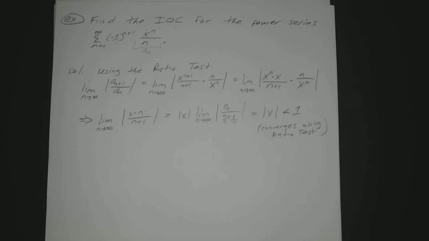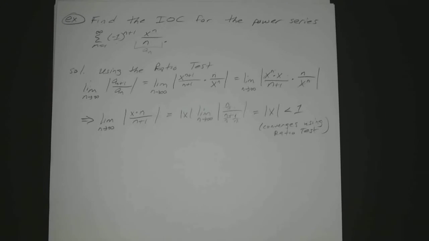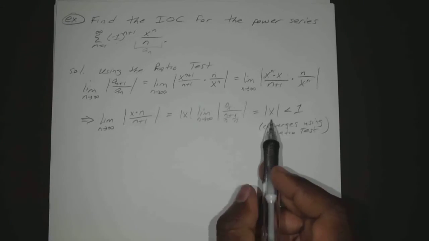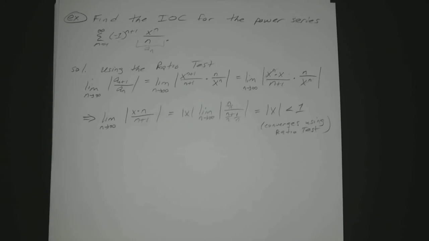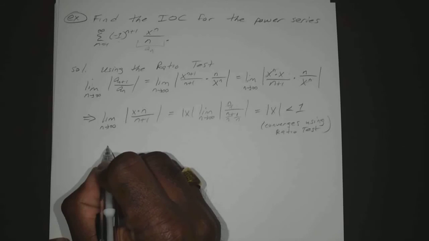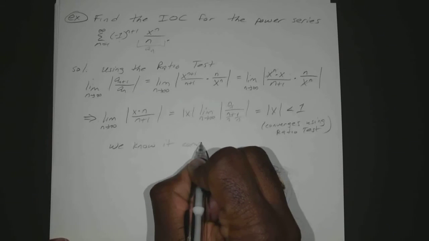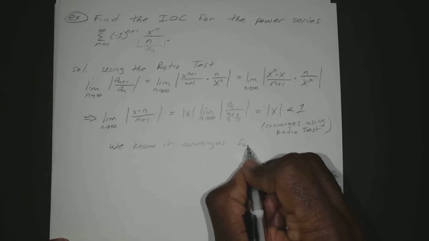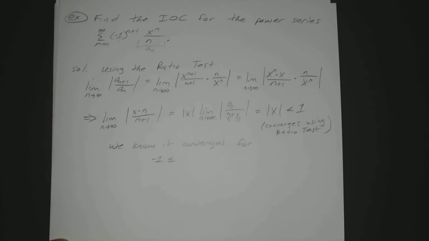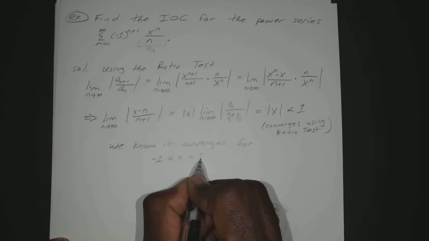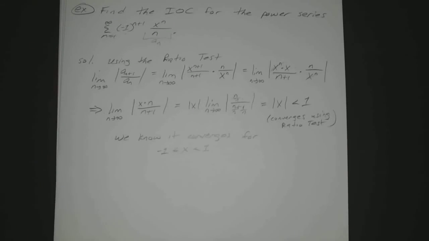So a lot of times they'll give you this part where you don't have to use the ratio test, but this is just one of those, might as well get in a little extra practice. Okay. So we know that it converges because this is just negative 1 is less than x is less than 1. So we know it converges for negative 1 less than x is less than 1. So the only thing we really have to do now is find the endpoints. See if it converges at negative 1 and 1.